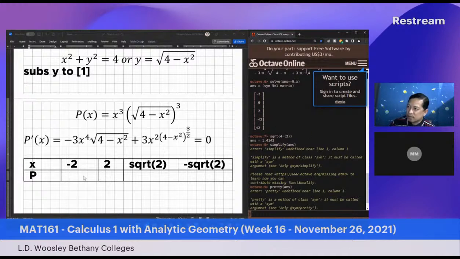Yan yung makikita natin diyan, no? So hindi ko lang alam bakit nangyayari dito. So if you have here, sige, negative 2 cube times 4 minus negative 2.